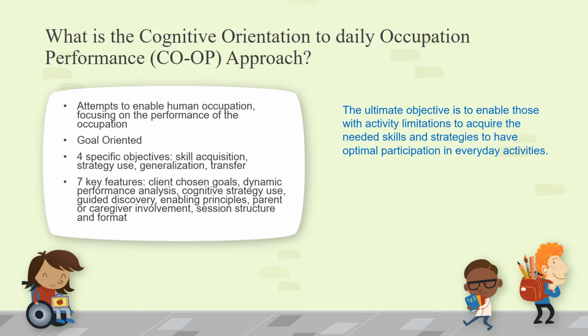So there's 4 specific objectives: skill acquisition, strategy use, generalization and transfer of skills, and 7 key features. And these are client-chosen goals, dynamic performance analysis, cognitive strategy use, guided discovery, enabling principles, parent or caregiver involvement, and session structure and format. And there's an ultimate objective, and it is to enable those with activity limitations to acquire necessary skills and strategies to have optimal participation in their everyday activities.